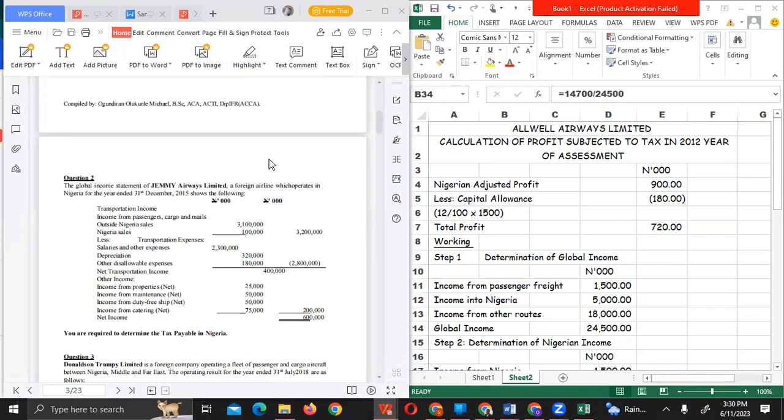Okay, that's fine. So let's go ahead. You have the transportation income from passengers, cargo, and mails outside Nigeria, then the Nigerian sales of 100,000. You have transportation expenses. The question will be for us to determine which is taxable and which is not, which is allowable and which is not allowable. So we have salaries allowable, depreciation disallowed, then other expenses also disallowed. Right? I think this gives us a good way to start. You are required to determine the tax payable.